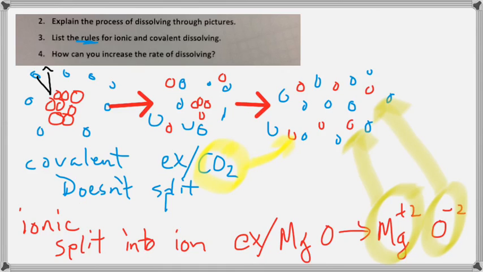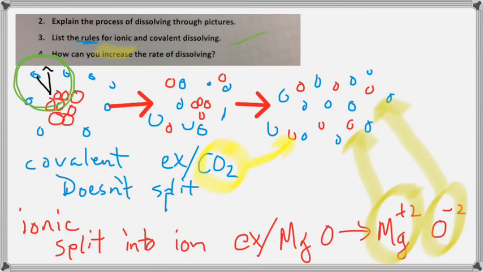Now, question 4 is saying, we want CO2 to dissolve, or we want magnesium oxide, our ionic compound, to dissolve. What can we do to increase the rate of dissolving? Well, there's 3 things, but they all hinge on one idea, and that is we need to get interaction between our solute and our solvent. So for question 4, you're trying to get the solute to interact with the solvent more often. In other words, you want them to collide or come in contact with each other more often.